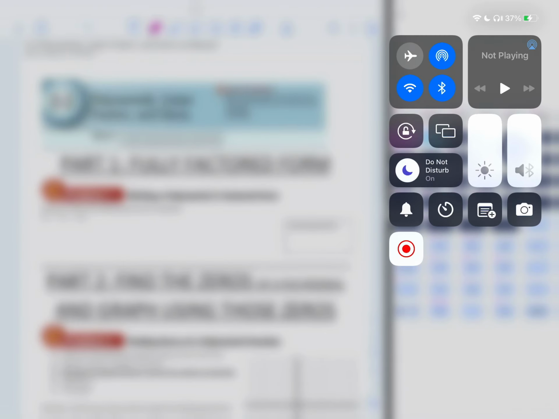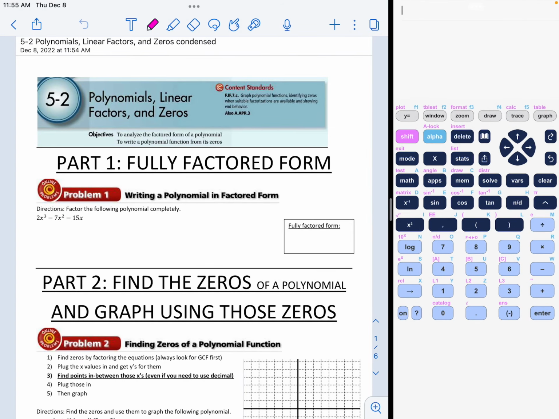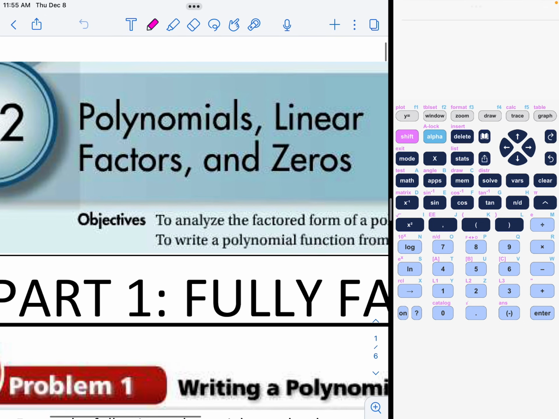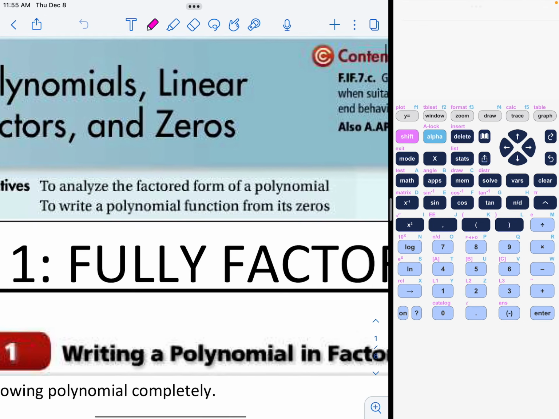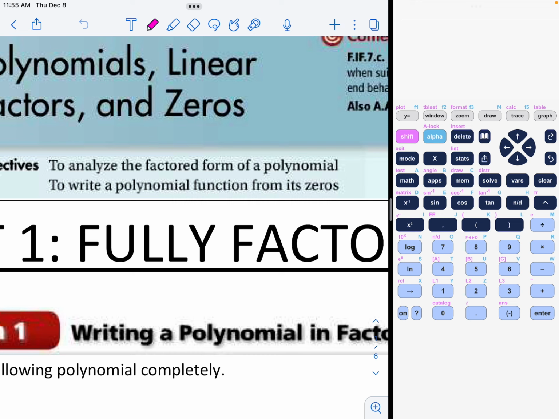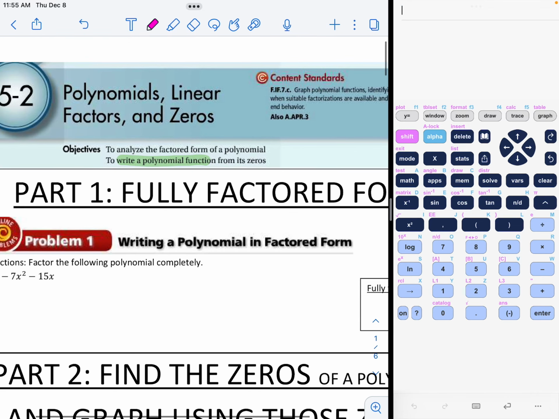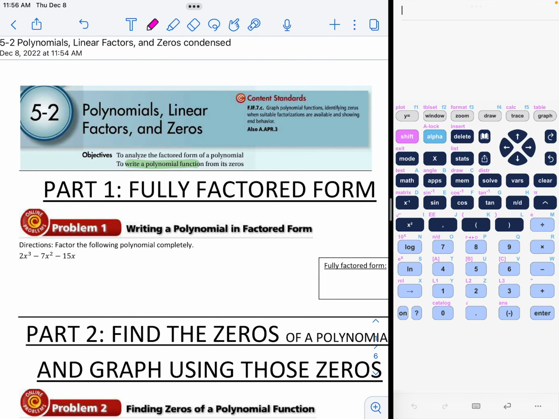Hey everybody, we're going to move into Chapter 5, Section 2, which is about polynomials, linear factors, and zeros. We're going to analyze them and we're going to write a polynomial function, so it'll be like x squared plus 2x or something like that. Part 1 is going to happen pretty quickly because you are very good at factoring by now at this point in Algebra 2. So we need to be able to fully factor a polynomial.